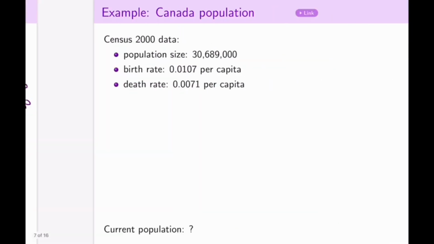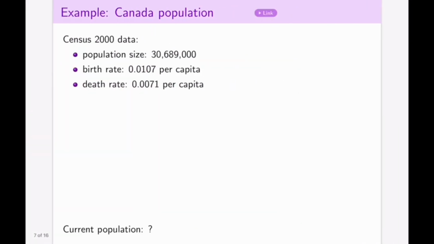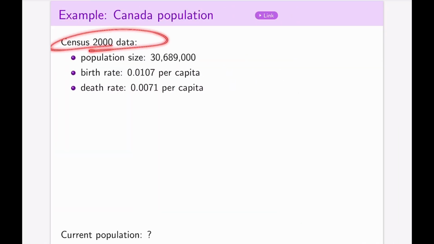Let's take a look at real Canadian population data. We're going to take Census 2000 data as our initial point for model construction. The population size calculated in that census, collected from the actual Canadian population, was 30,689,000 people, approximately. I narrowed it down to the closest thousand. So this is our initial population. We're going to call it P0, or P naught.